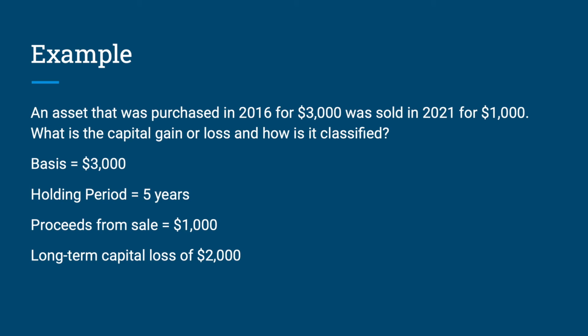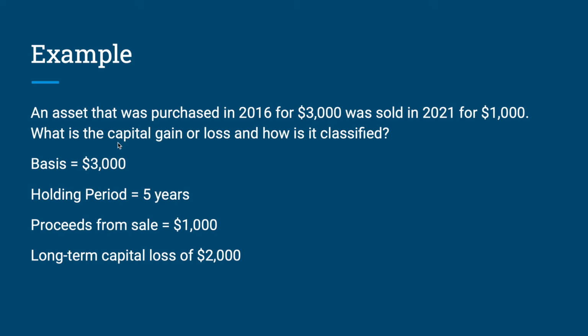And so now if we flip around some of the details in this example, and it might have been hard to tell there, but these numbers did change slightly here. We're going to say that the asset was purchased in 2016 for $3,000 and it was sold in 2021 for $1,000. And so what is the capital gain or loss and how is it classified? Again, going through the steps here, the basis in the asset is going to be $3,000. The holding period will be 5 years again. That is unchanged. But the proceeds from the sale, just like the basis changed, will also change, and the proceeds were only $1,000.